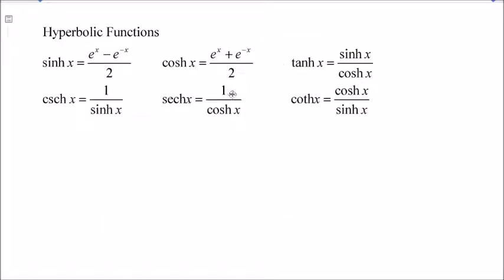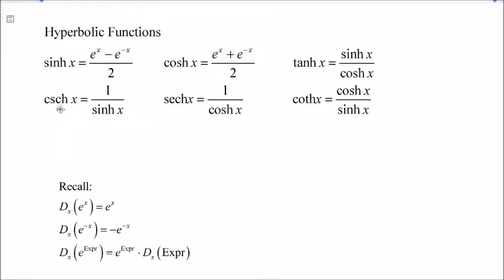These functions are called hyperbolic functions. The hyperbolic sine of x is defined as e to the x minus e to the negative x, divided by 2. The hyperbolic cosine of x is defined as e to the x plus e to the negative x, divided by 2. And the hyperbolic tangent of x is defined as the hyperbolic sine of x divided by the hyperbolic cosine of x.